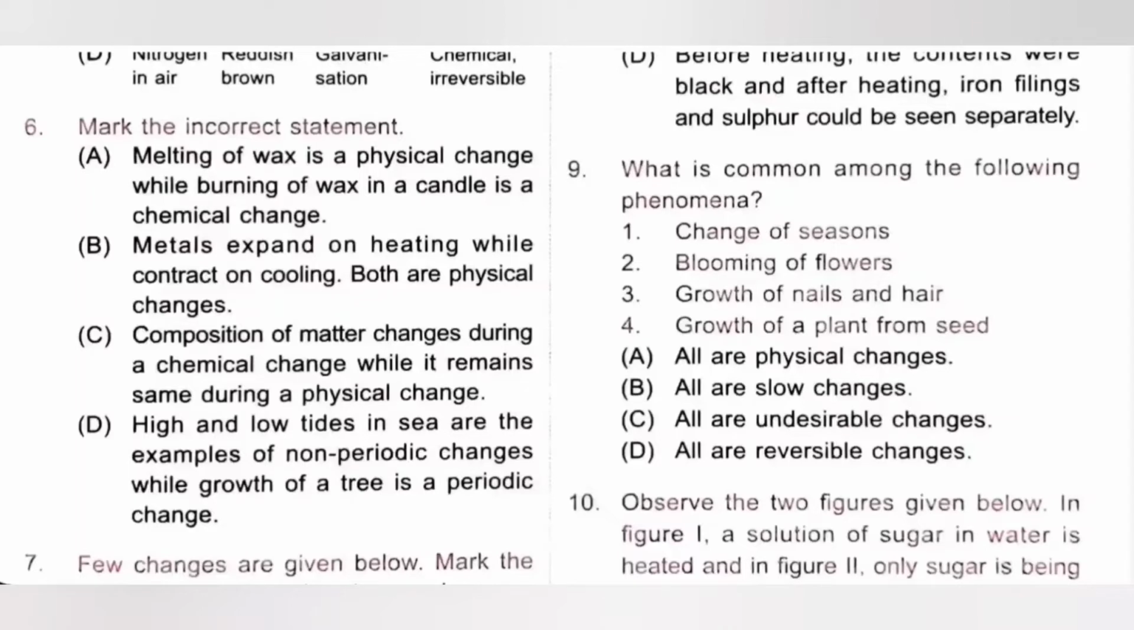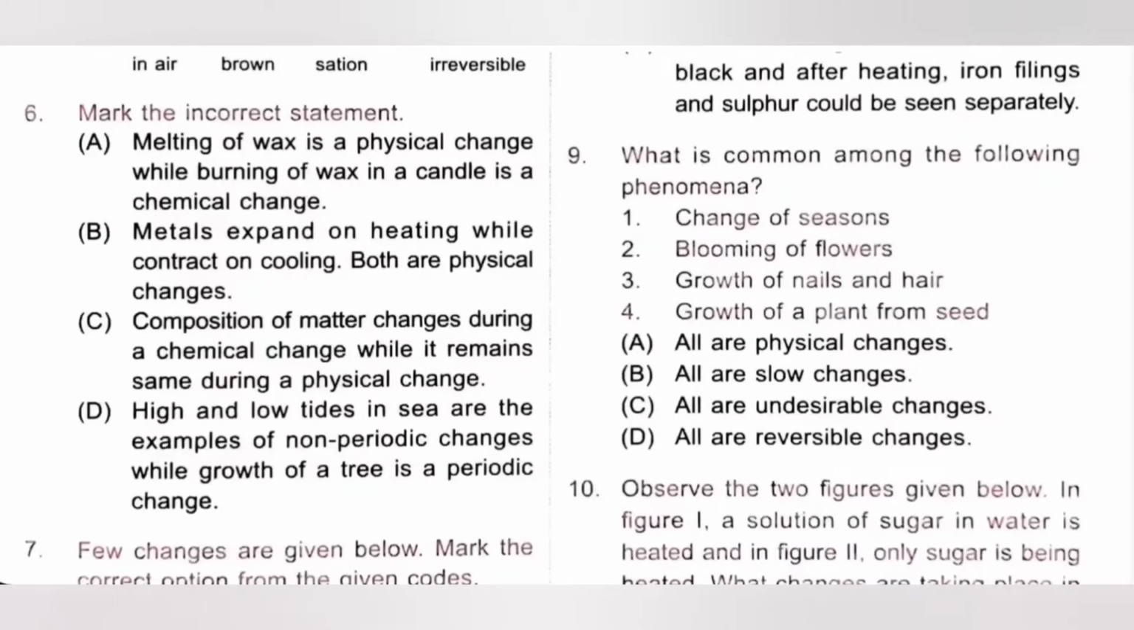So, 1, 2, 3 and 4. All these changes are slow changes. Okay. All these changes are slow changes. So, option B is the correct answer. Option B.